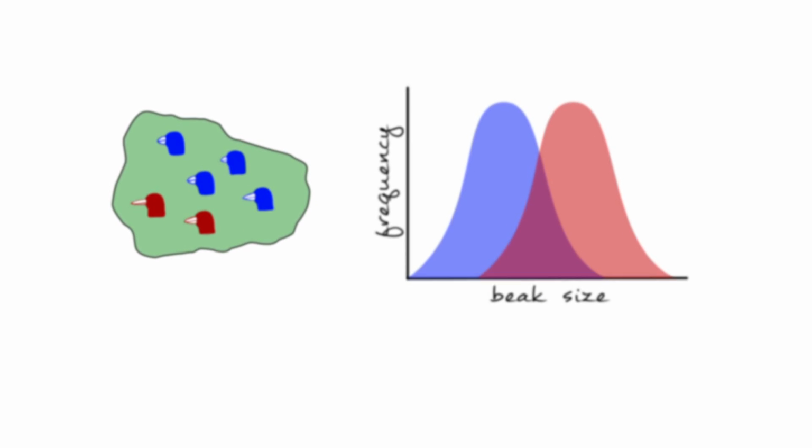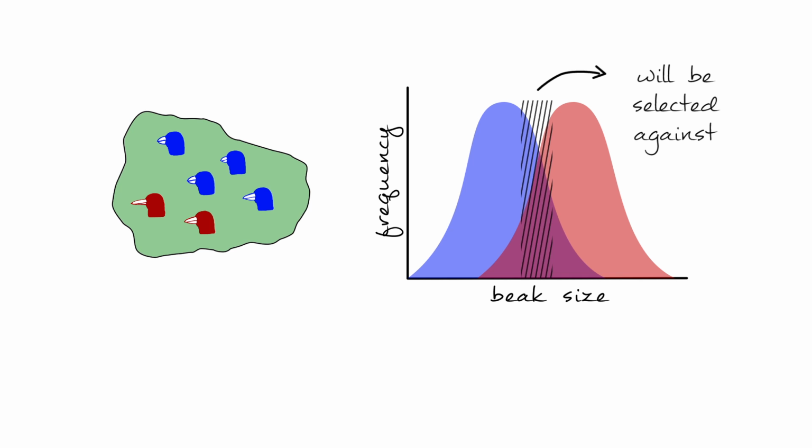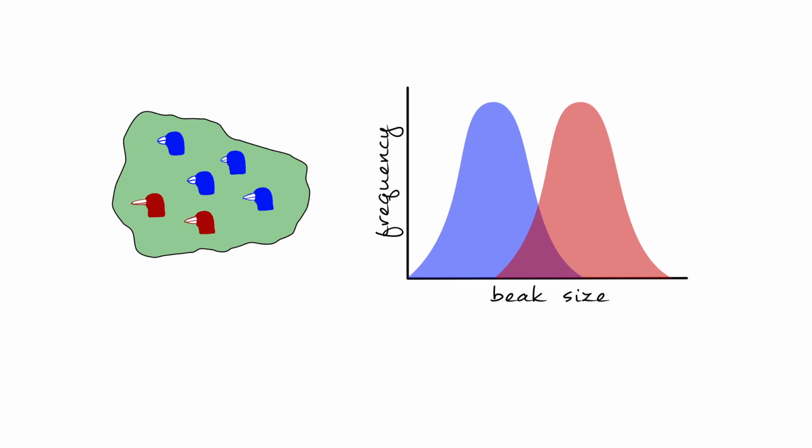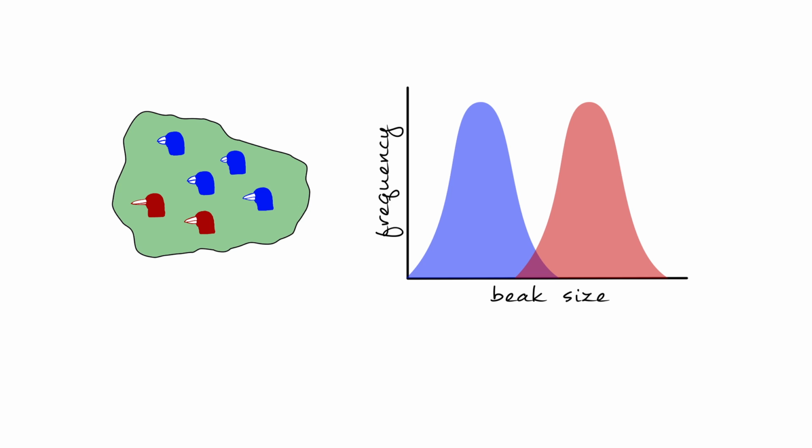Let's graph these ideas. The birds in the middle will have lower fitness compared with birds with larger or smaller beaks. In other words, the birds in the middle will be selected against. Selection will favor the birds with the largest and the smallest beaks, and over time this will cause a shift towards the extremes. This type of shift is called character displacement.